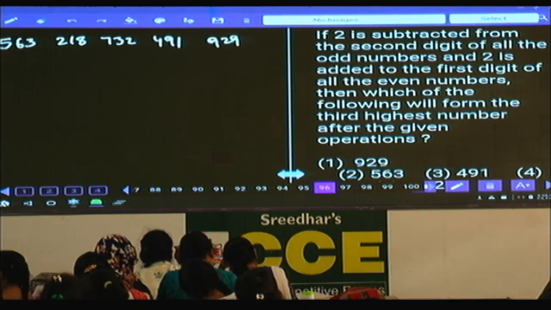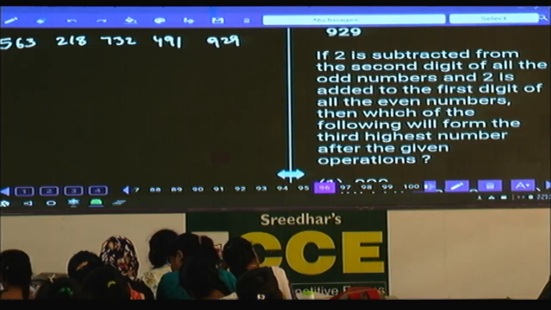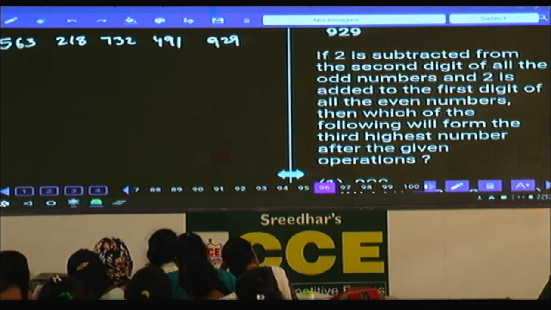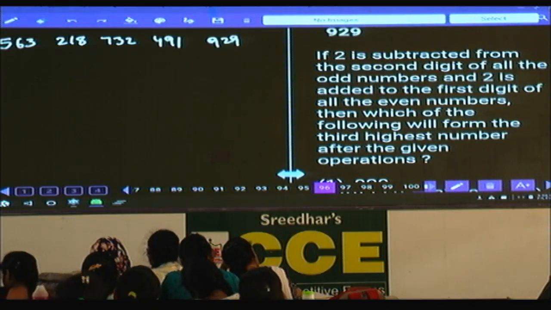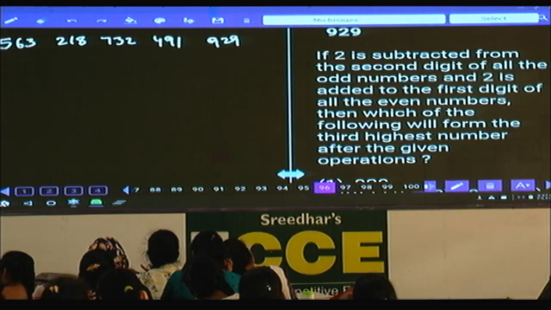Now in this, 2 is subtracted from the second digit of all the odd numbers. All odd numbers, second digit, isn't it? Then what are the odd numbers we have? 563. Then what will this number be? 563, 543.